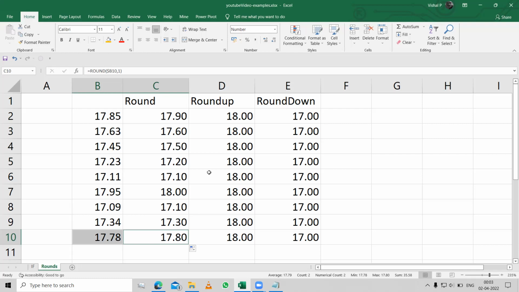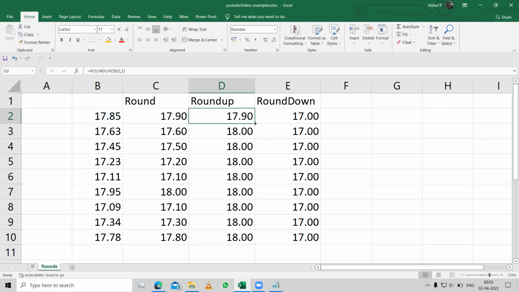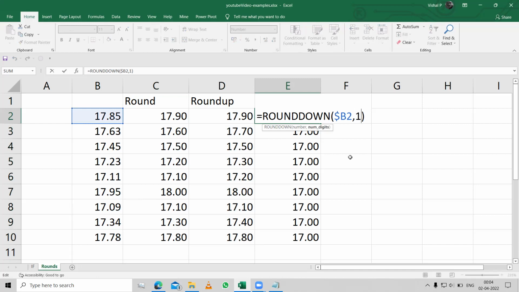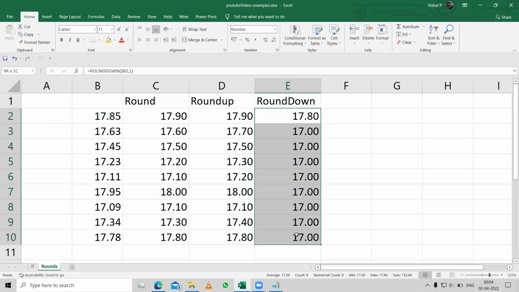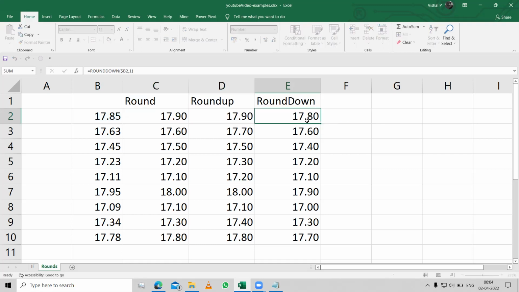95 is 18, obviously. 78 is 17.8. Right? And the same thing can be done in this also. If you give 1 digit over here as well, you will see it is doing almost the same thing, with the only difference that even if it's 0.9, it will take you up. It will always take you up to the next digit that you have mentioned, and the same thing happens down as well. It will always take you down to the next digit that you have asked for. That's the formula for ROUND, that's the formula for ROUNDUP, that's the formula for ROUNDDOWN.